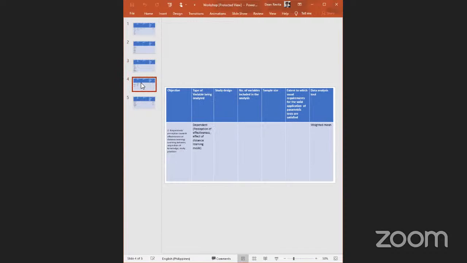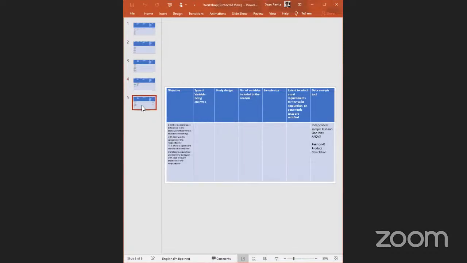While yung sa respondents' perception towards effectiveness, which is yung second objective po namin, of distance learning through learning behavior, acquisition of knowledge, and study practices, ang type naman ng variable na meron po siya is dependent type naman po siya. And yung data analysis tool po na gagamitin namin is weighted mean.